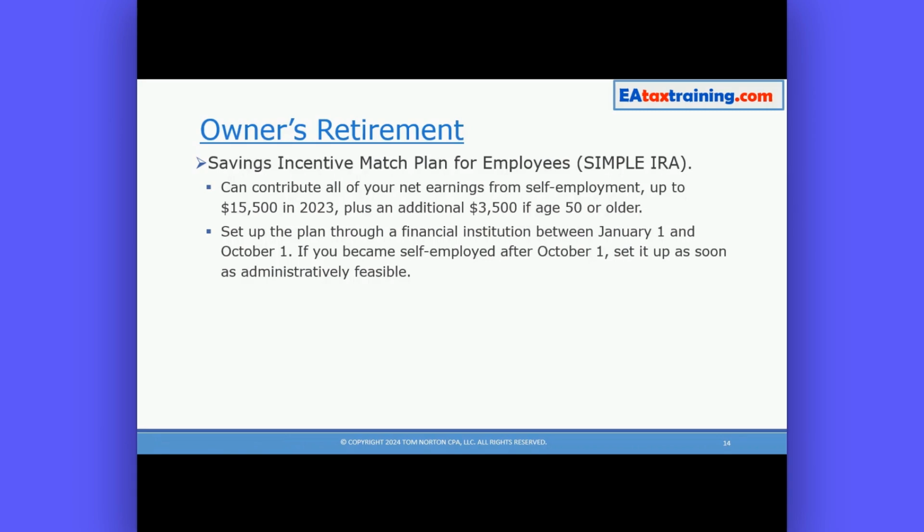There's also a SIMPLE IRA or a simple plan. You can contribute all of your net earnings from self-employment up to a maximum of $15,500 plus an additional $3,500 if you are age 50 or older. And you can set up that plan through a financial institution between January 1st and October 1st of the year that you want it to be effective. So if it's 2023, you want to set that plan up between January 1st and October 1st of 2023. However, if you don't start your business until after October 1st, then you just need to set it up as soon as it is feasible for you to do so.